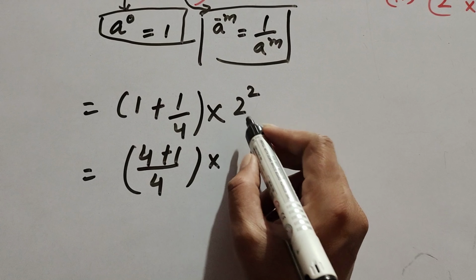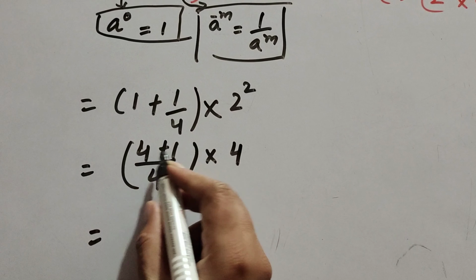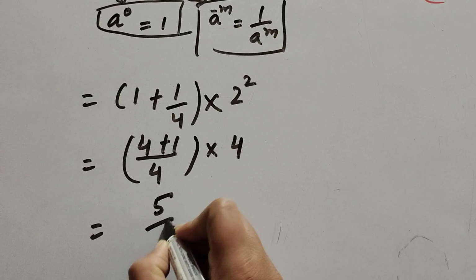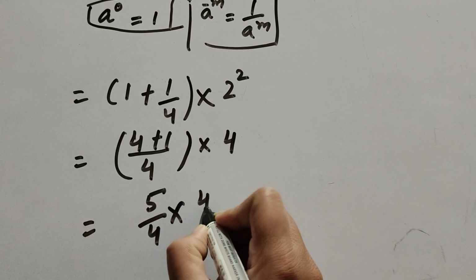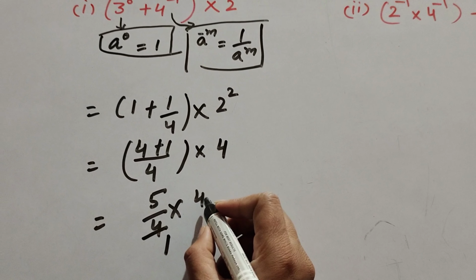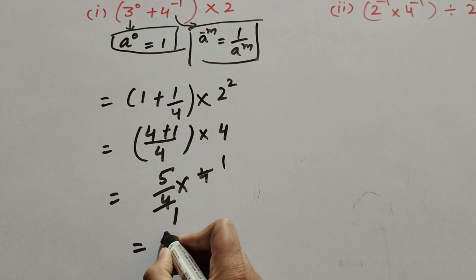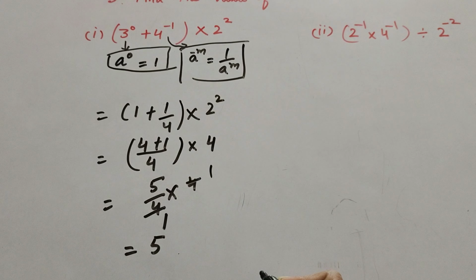It is 2 times repeated multiplication of 2. So 2 multiplied by 2, 4. 4 plus 1, 5. 5 over 4 multiply 4. 4 in denominator and 4 in numerator, both are cancelled on the table of 4. 4 ones are 4. 5 multiplied by 1, we get the answer 5.